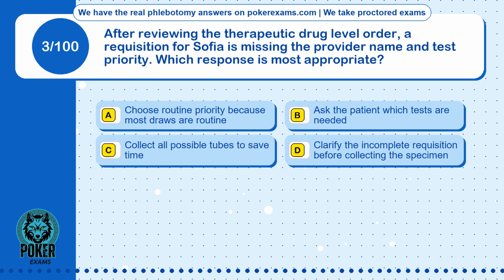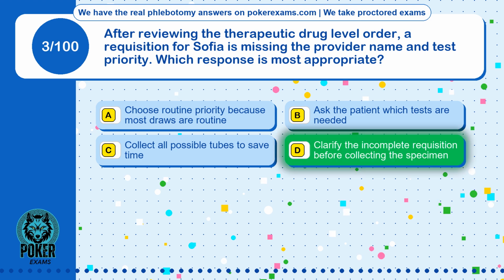Question 3. After reviewing the therapeutic drug level order, a requisition for Sophia is missing the provider name and test priority. Which response is most appropriate? Option A. Choose routine priority because most draws are routine. Option B. Ask the patient which tests are needed. Option C. Collect all possible tubes to save time. Option D. Clarify the incomplete requisition before collecting the specimen.